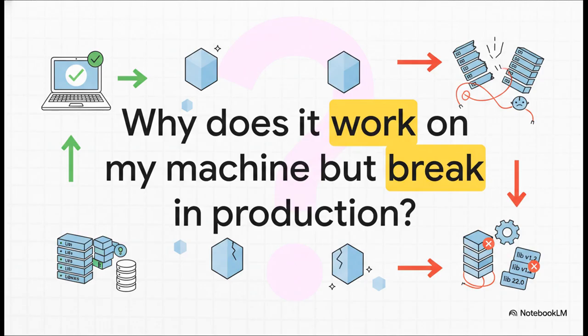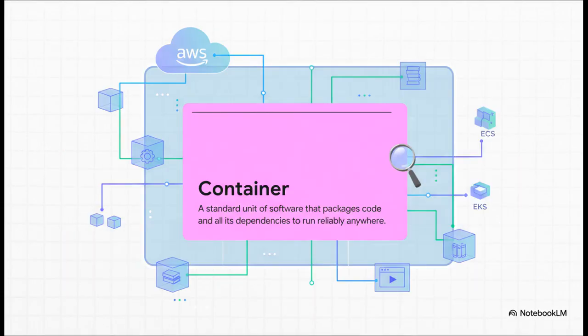Your code runs beautifully, flawlessly on your machine, but the second you push it to a production server, it just explodes. You've got missing libraries, tiny differences in dependency versions, different OS patches, you name it, it all just conspires to bring your beautiful application crashing down. And the solution to all that chaos, the container.